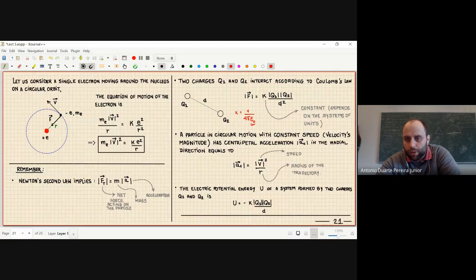Is m_e the mass of the electron or the nucleus? The mass of the electron. So m_e represents the mass of the electron. When you apply Newton's law, the mass that you place here is the mass of the particle whose motion you are describing. In our case, it's the electron. So this is the mass of the electron.